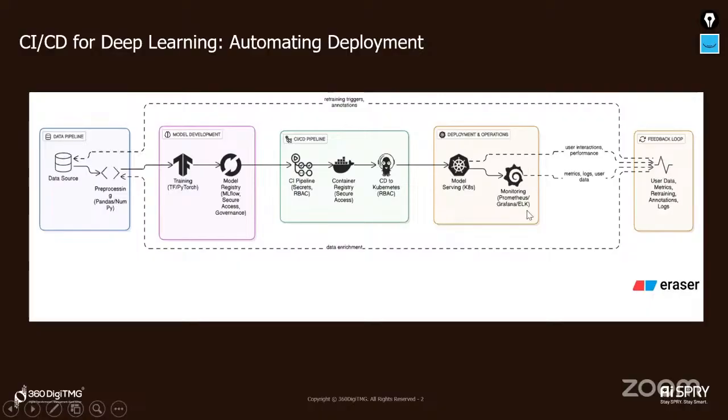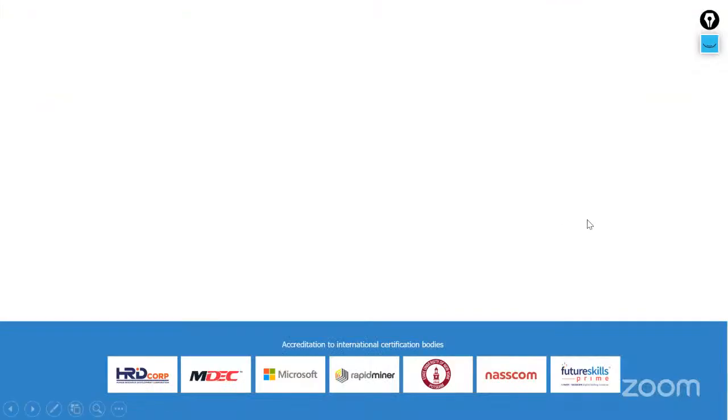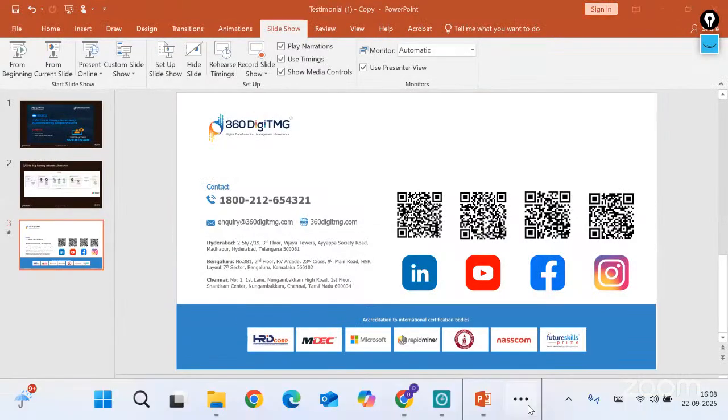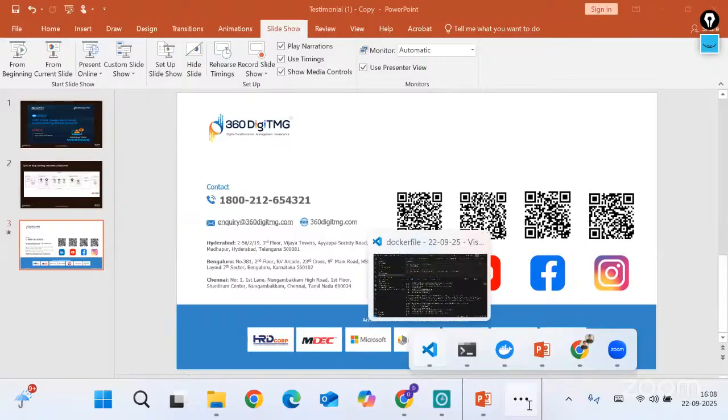So likewise, a continuous approach will be done here. Then we will have a feedback loop continuously doing the same tasks, like annotations, logs, retraining, metrics, or user data, checking whether it is in line with whatever we have trained here, and continuous improvement will be done. So this is our CI/CD pipeline deployment. Then let's take a look at our code.